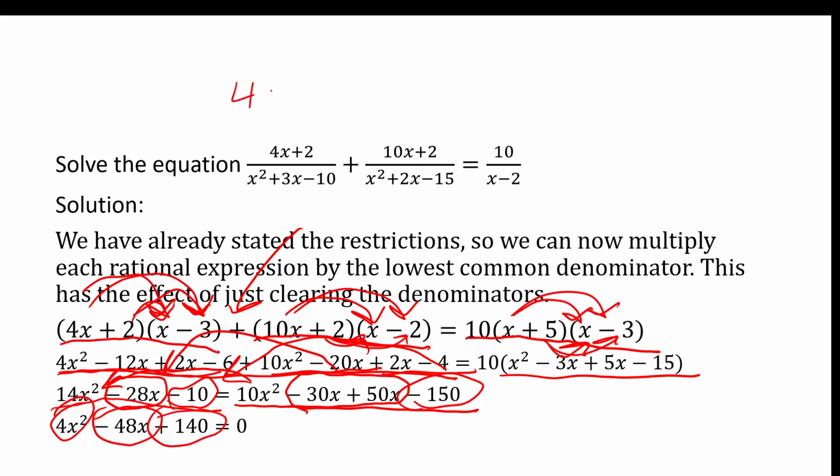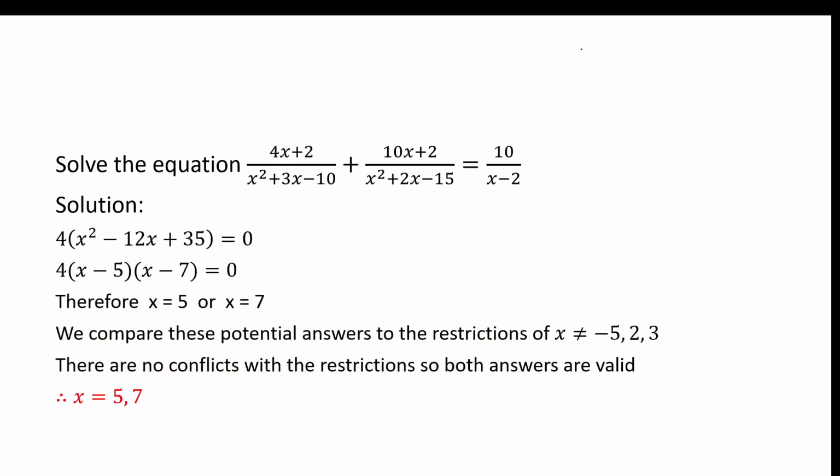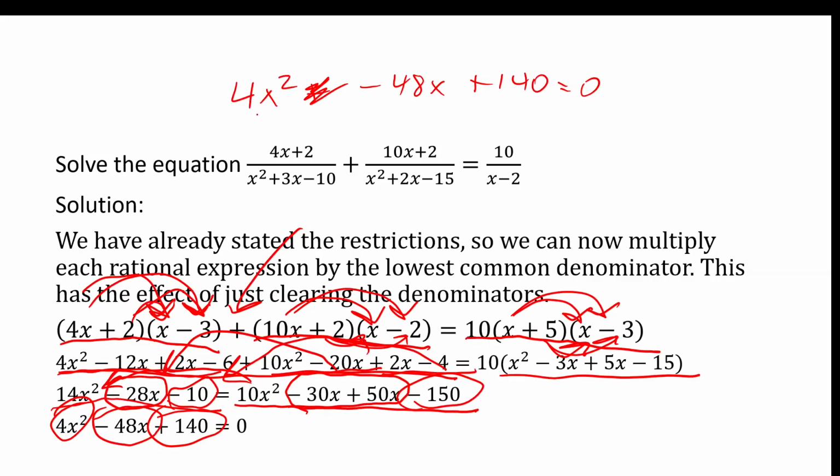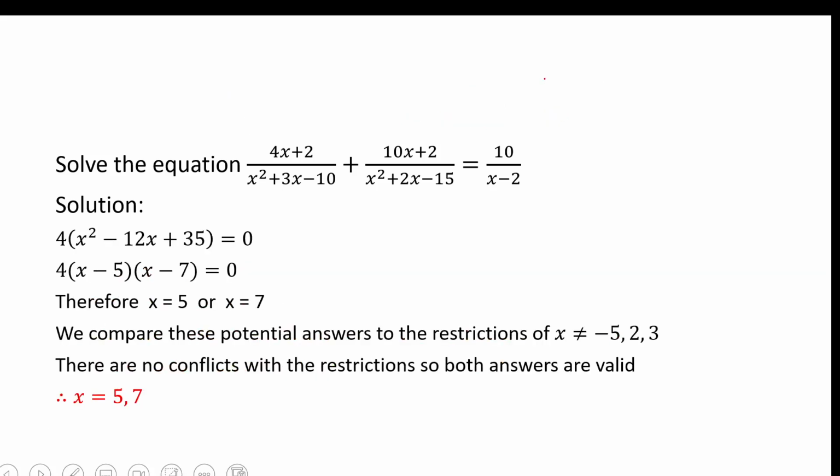What we end up with is simply the trinomial 4x squared minus 48x plus 140 equals 0. Okay, so we show that there, but keep in mind you can factor the 4 out. Always try to common factor. So factoring the 4 out, we get 4 and then (x squared minus 12x plus 35) equals 0. And that's where we begin the next slide. We can factor x squared minus 12x plus 35 into (x minus 5)(x minus 7). So what we really have here is 4 times (x minus 5) times (x minus 7) equals 0.